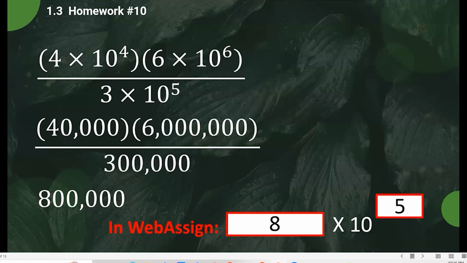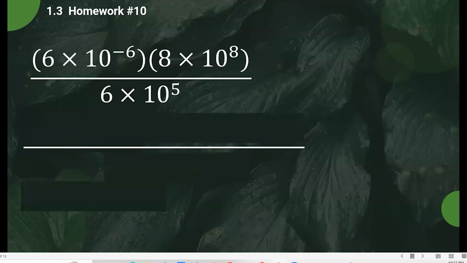So really, it looked like an ugly problem, but it turned out to not be bad at all. It's a calculator problem, and I like those. They're not bad. Okay, so let's look at one more of these that's just slightly more difficult. All right, I threw in a negative exponent here, so it's just a little different. Let's take a look at this.